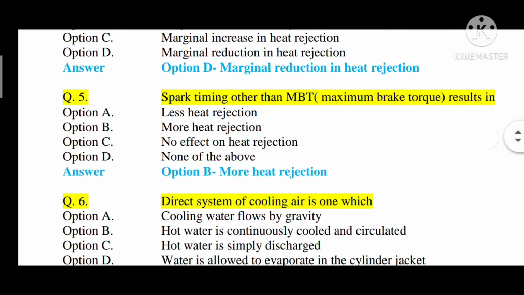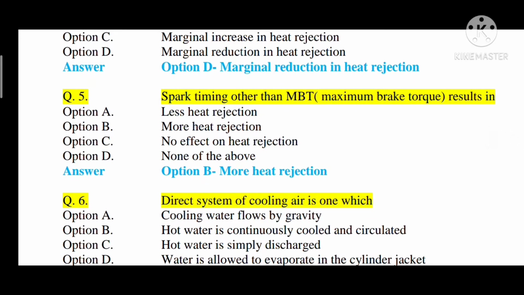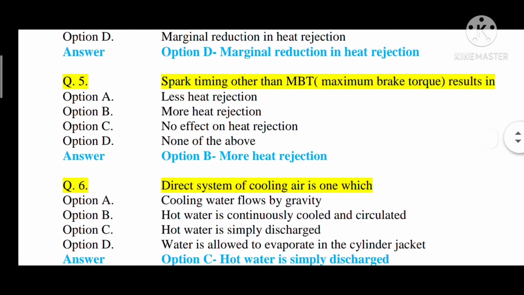Question number 5, spark timing other than MBT, that is maximum brake torque, results in option A less heat rejection, option B more heat rejection, option C no effect on heat rejection, option D none of the above. So correct answer is option B, that is more heat rejection.